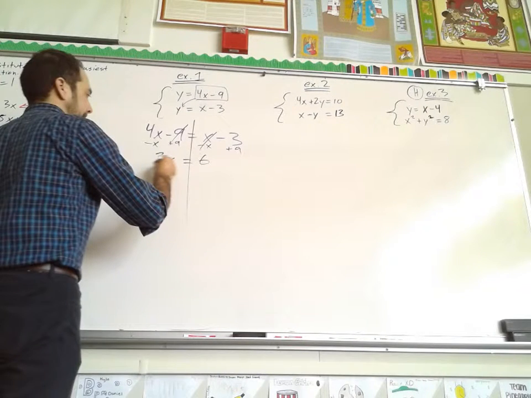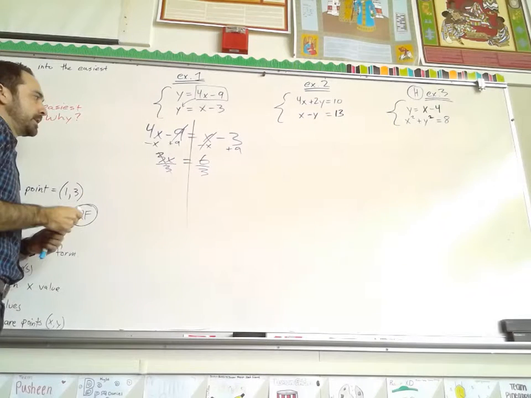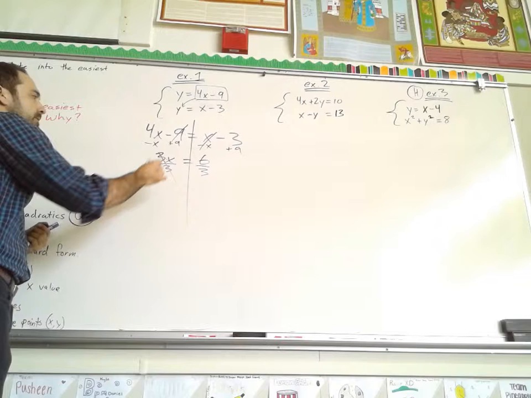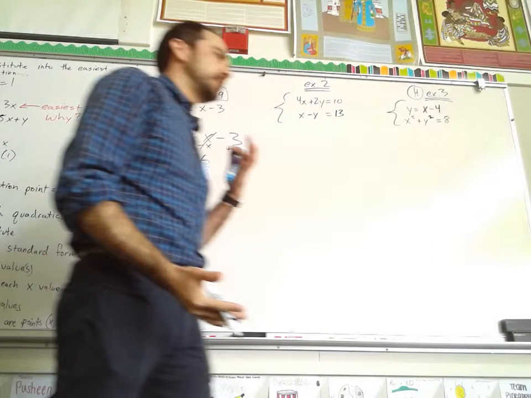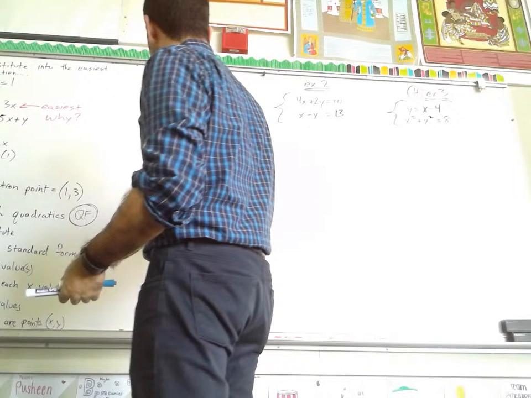All right, again, always, since it's 3 times x, we always do the inverse operation. So opposite of multiply, divide. We do that to both sides, and we get x is 2. But what does my answer have to be in?